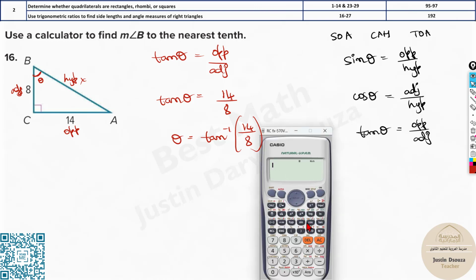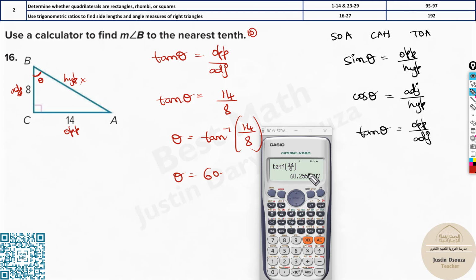To get tan inverse, if you click on tan, it's just tan. Press shift and then tan, you get tan inverse. 14 divided by 8, close the bracket. The answer is 60.25, but you need it to the nearest tenth. Tenth means only one digit after the decimal point. So theta is equal to 60.